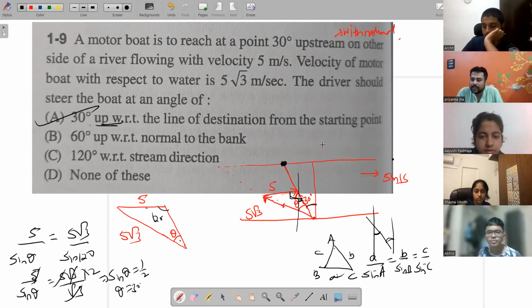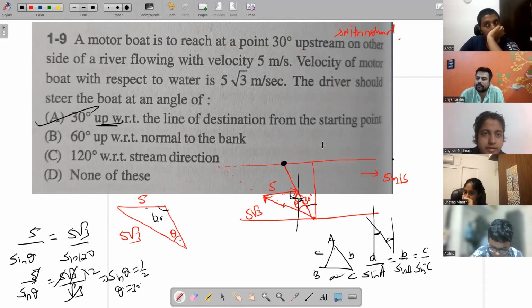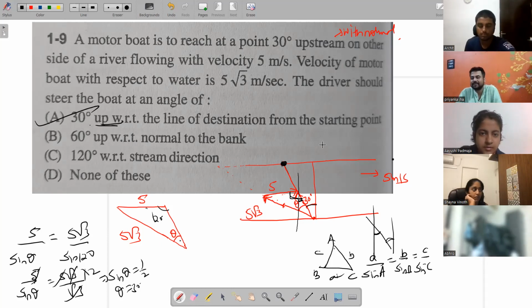Sir, how can we use that formula, that tan inverse of, for example, b sine theta by a plus b cos theta? Arey, why do you want to complicate that thing? In that way, it will get complicated.